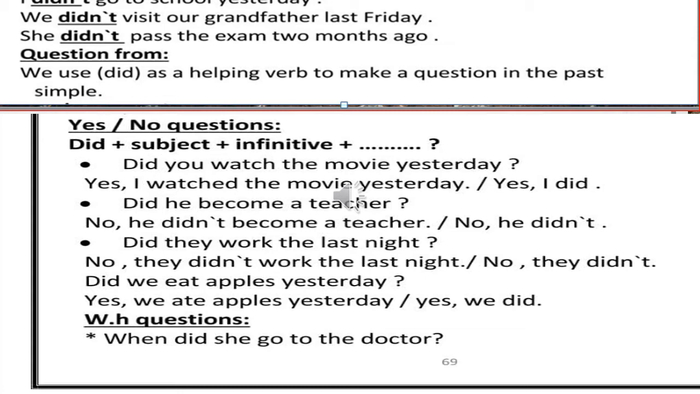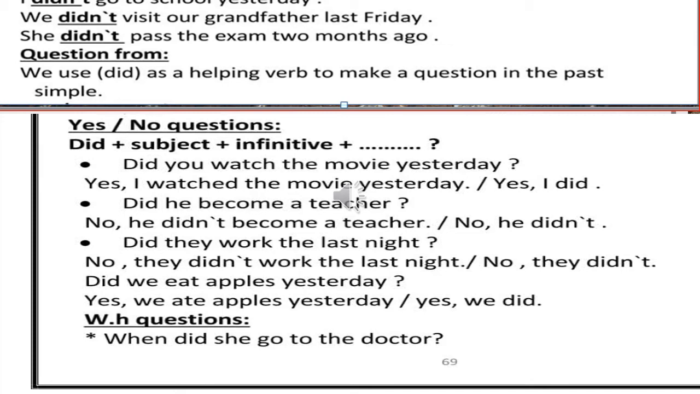About yes or no questions, we put did plus subject plus infinitive. And we continue the sentence in the question form. Like, did you watch the movie yesterday? The answer will be, yes, I watched the movie yesterday. Or we can answer in a short form, yes, I did.